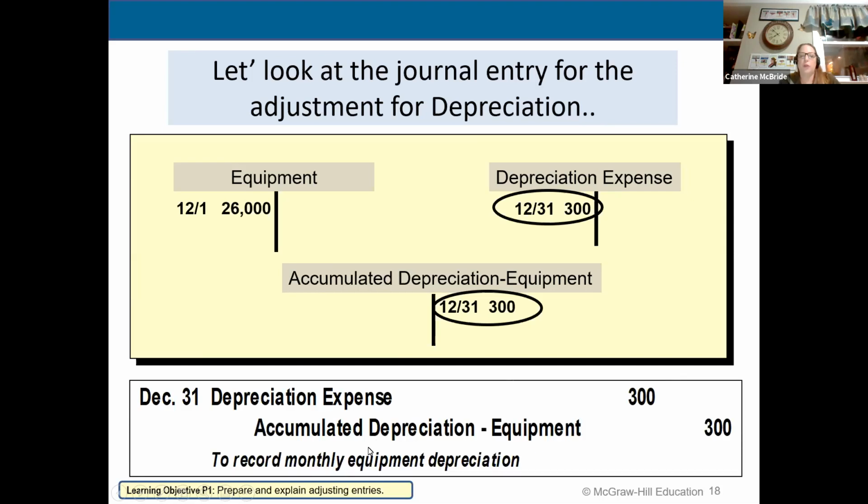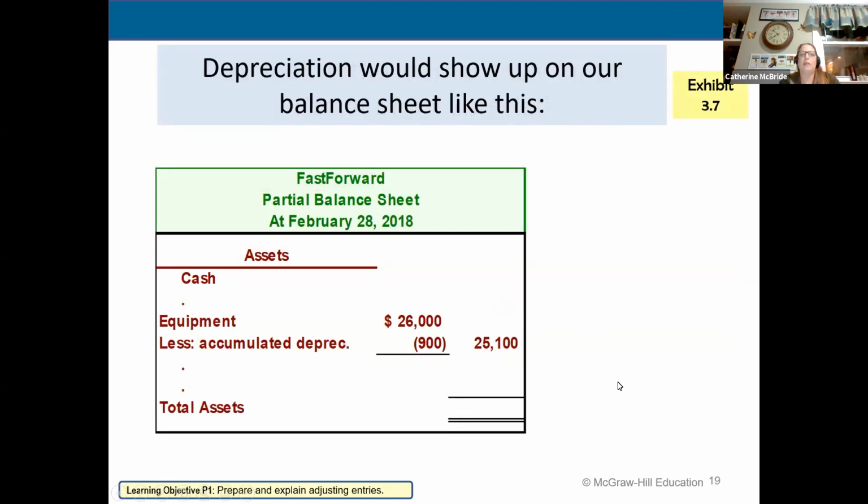This is what our journal entry is going to look like. We're going to debit depreciation expense and credit accumulated depreciation. When we've done this, on our income statement, we have depreciation expense. On our balance sheet, we have accumulated depreciation that reduces the value of the equipment. This is what the balance sheet looks like. Here's the equipment, less accumulated depreciation gives us the book value of $25,100.